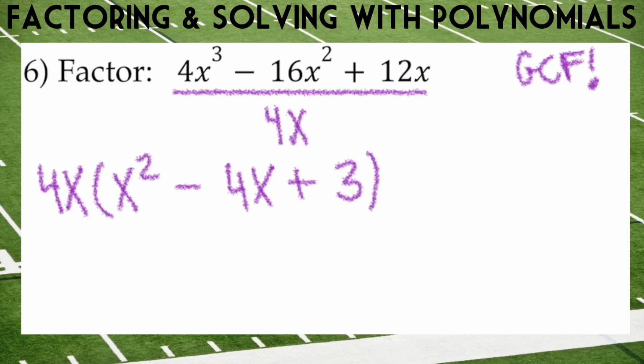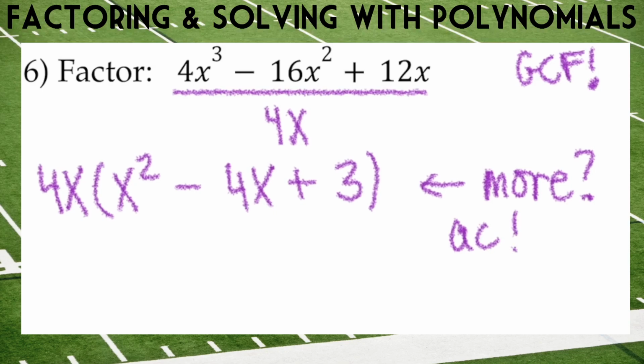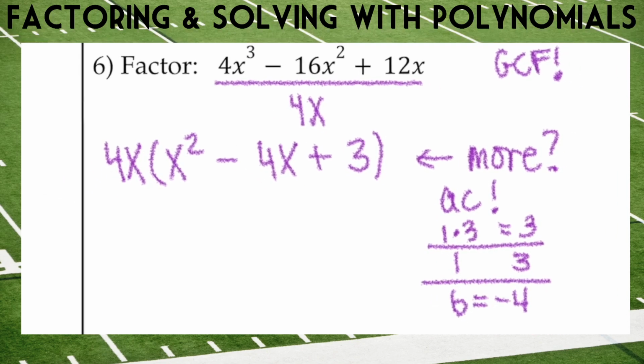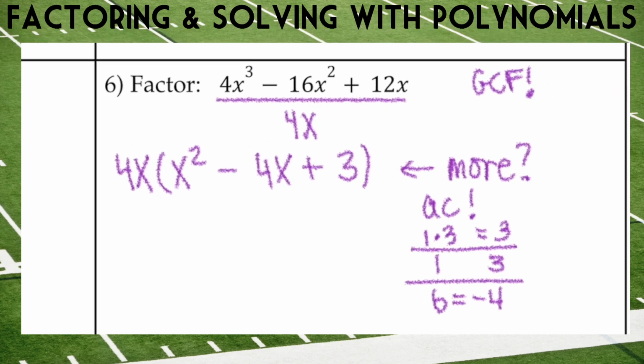Now you always got to ask yourself, can I factor more? Sometimes GCF is all you can do. In this case, I can do AC method. 1 times 3 is, well, 3. What multiplies to give me 3? Well, 1 and 3. And then the B value is negative 4. So which pair? Well, I only have one pair, so if that doesn't work, it's prime.